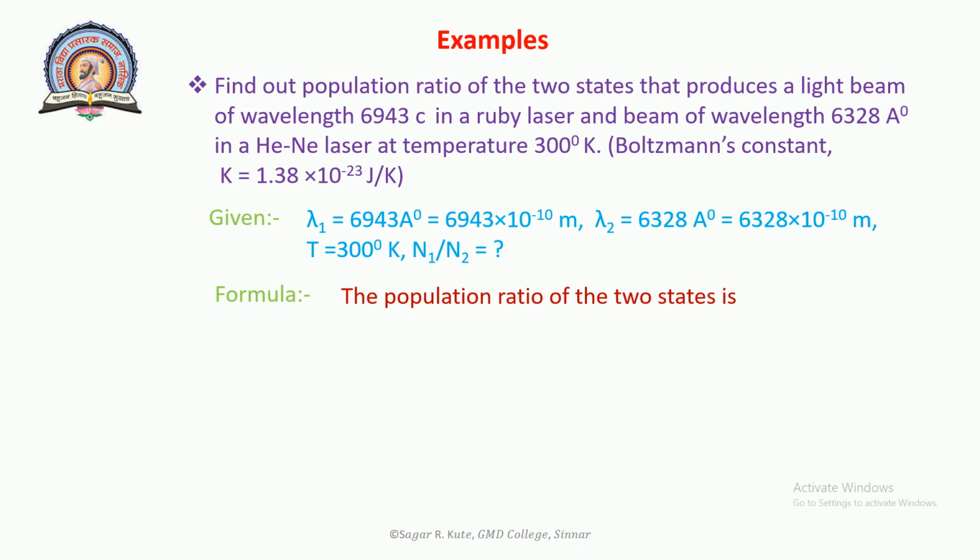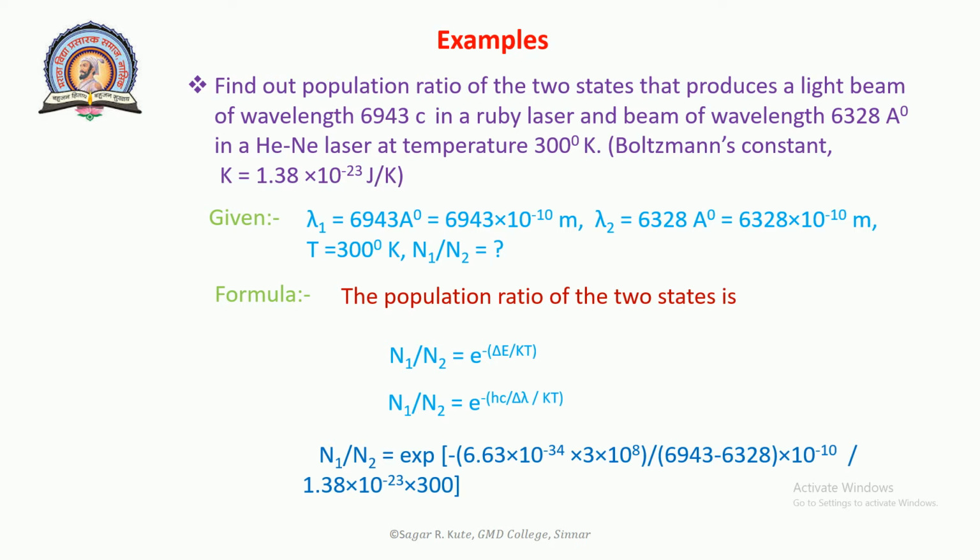Formula: the population ratio of two states is N1 upon N2 is equal to e raised to delta E upon kT. Now N1 upon N2 is equal to e raised to hc delta lambda upon kT. N1 upon N2 is equal to e raised to 6.63 into 10 raised to minus 34 into 3 into 10 raised to 8 upon (6943 minus 6328) into 10 raised to minus 10 upon 1.38 into 10 raised to minus 23 into 300.